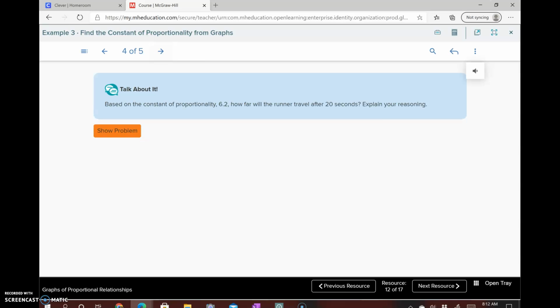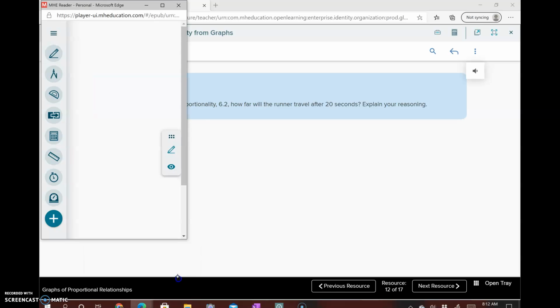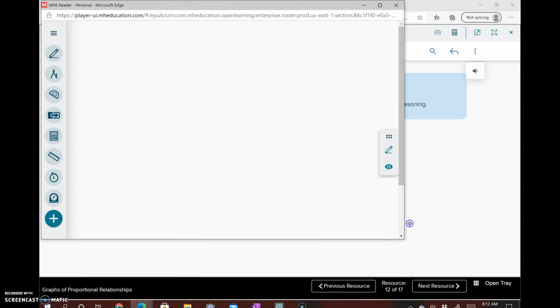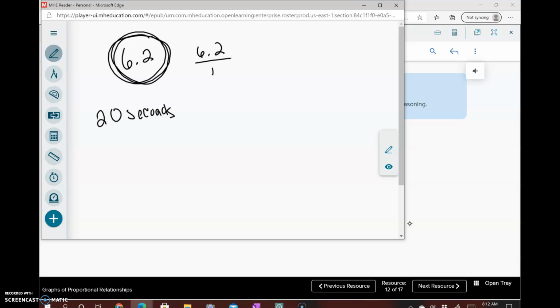Based on the constant of proportionality, show how far the runner will travel after 20 seconds. Explain your reasoning. So this is where we're going to need our lovely table here. We know that our constant of proportionality is 6.2 over 1. I want to know how far he runs in 20 seconds. Remember, this number here, your 6.2, is your constant. That is the distance that I multiply by the number of seconds he ran for.